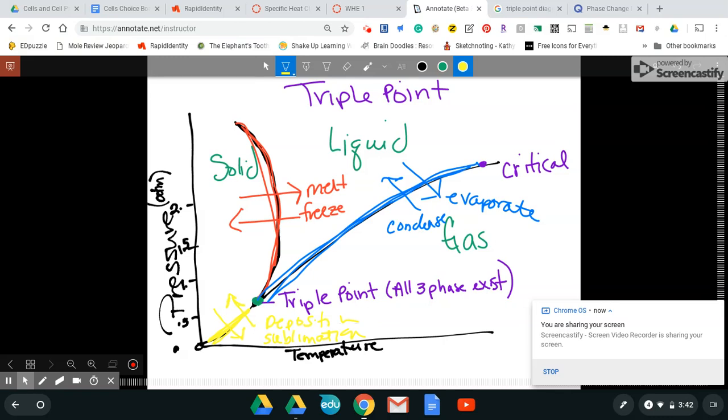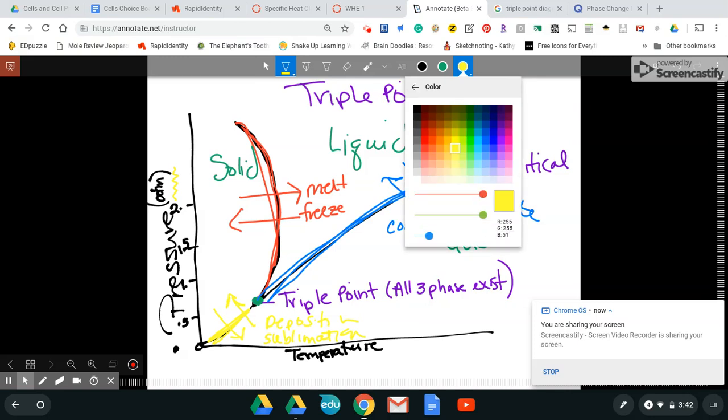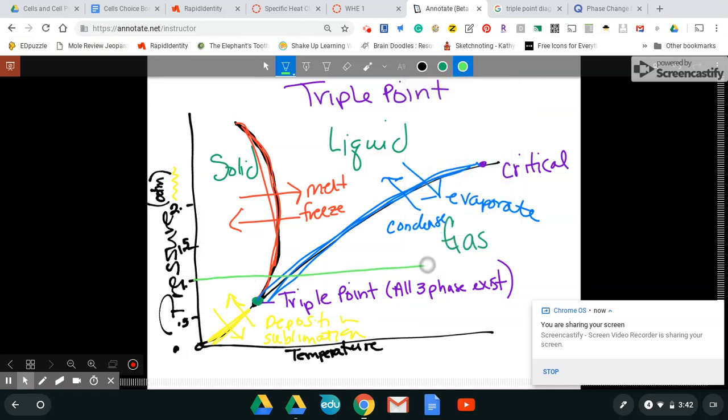So, some other things that you need to be able to do with this graph is come up with the normal melting and normal boiling point. Notice that I put pressure and I gave a unit of atmosphere. So our normal atmospheric pressure is right here at 1 atmosphere. If I want to know normal melting point, I'm going to look at where this solid line of equilibrium hits atmospheric pressure.